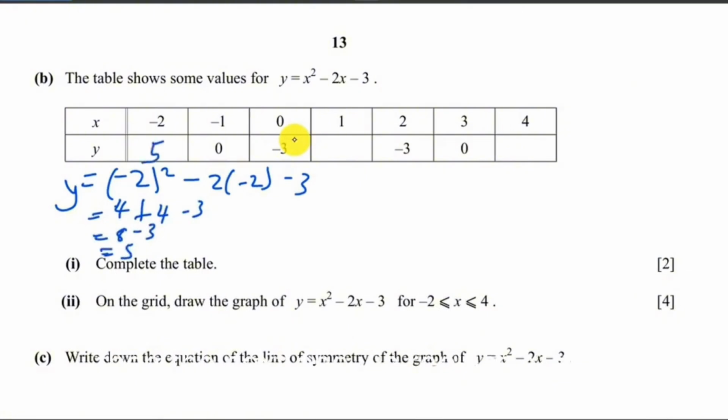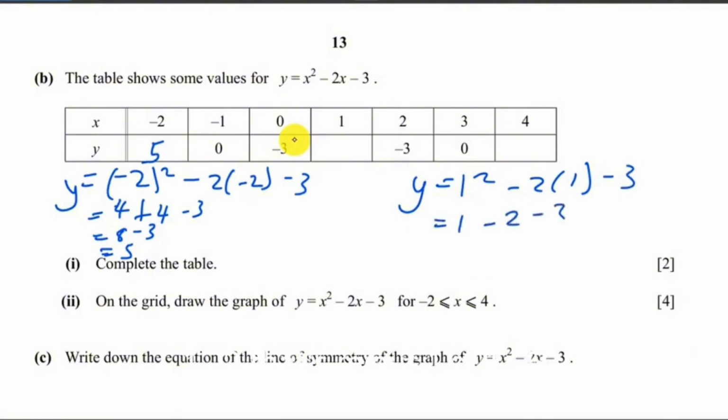Then the next one, we replace x with 1. y is equal to 1 squared minus 2 bracket 1 minus 3, which is equal to 1 minus 2 minus 3. 1 minus 2, that's minus 1, or 1 minus 5 is equal to minus 4. So here it's minus 4.